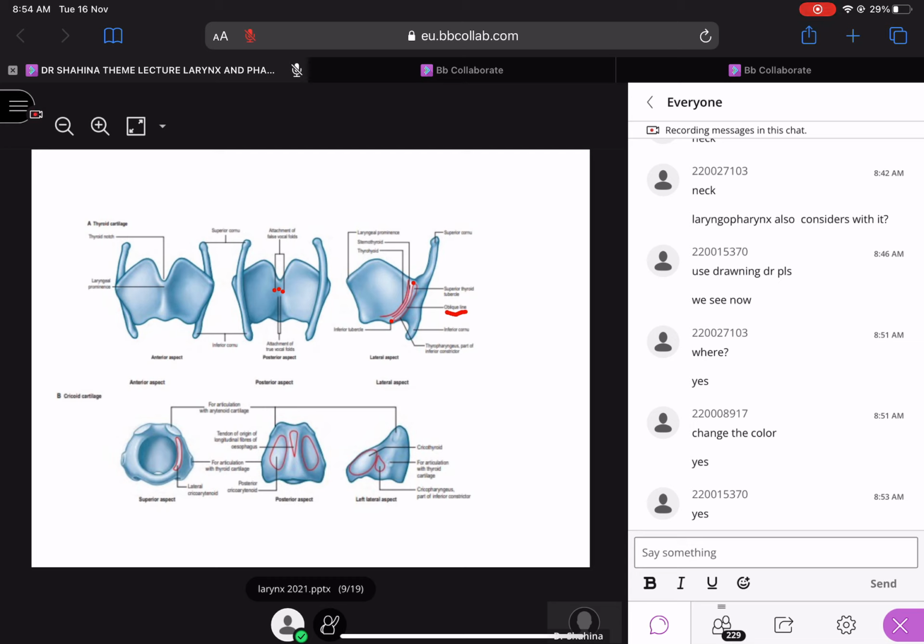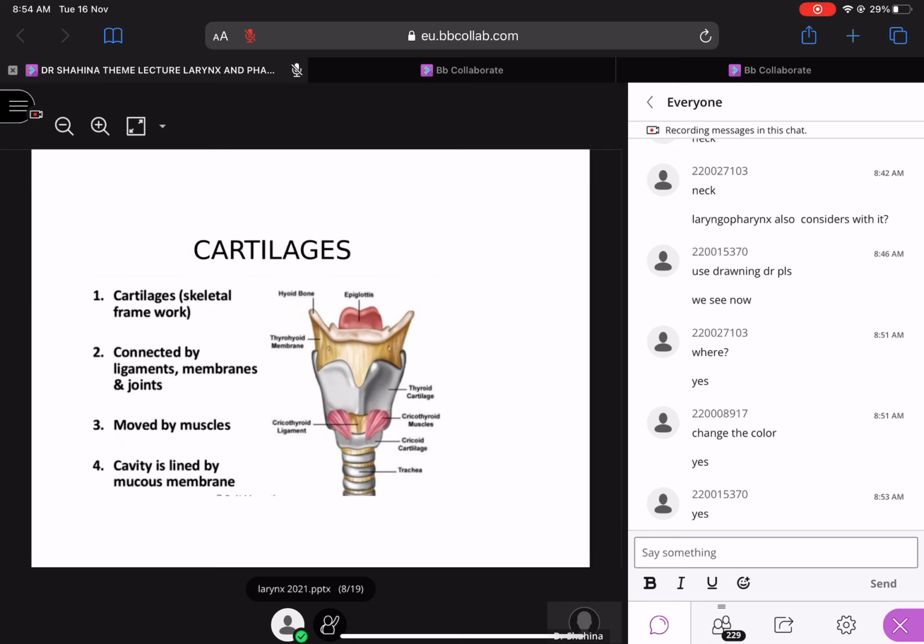Okay, so you can have a superior view, or I will go back to this one. You can see here, this is the skeletal framework. So your larynx model will be like this. What you see here starts with the hyoid bone. This is the hyoid bone. Projecting from the superior aspect of the bone, you have the epiglottis, and this is your thyroid cartilage. This is the cricoid cartilage, and below the cricoid cartilage, this is the trachea.